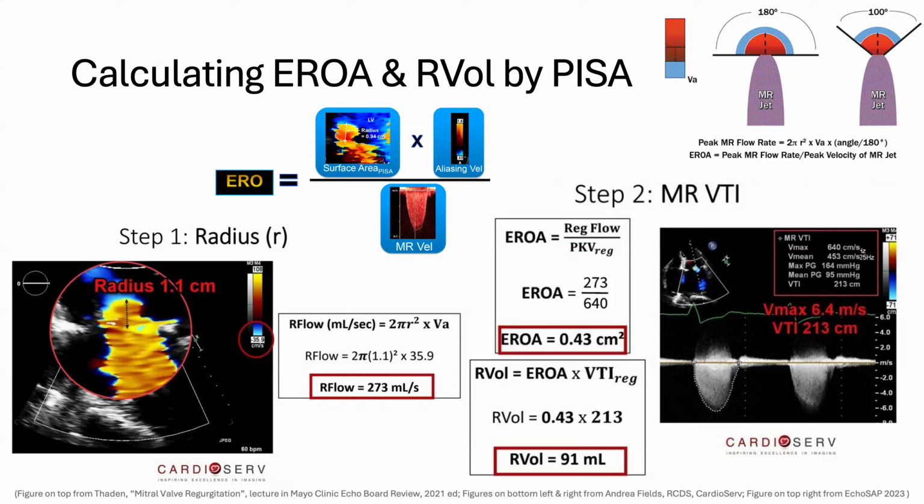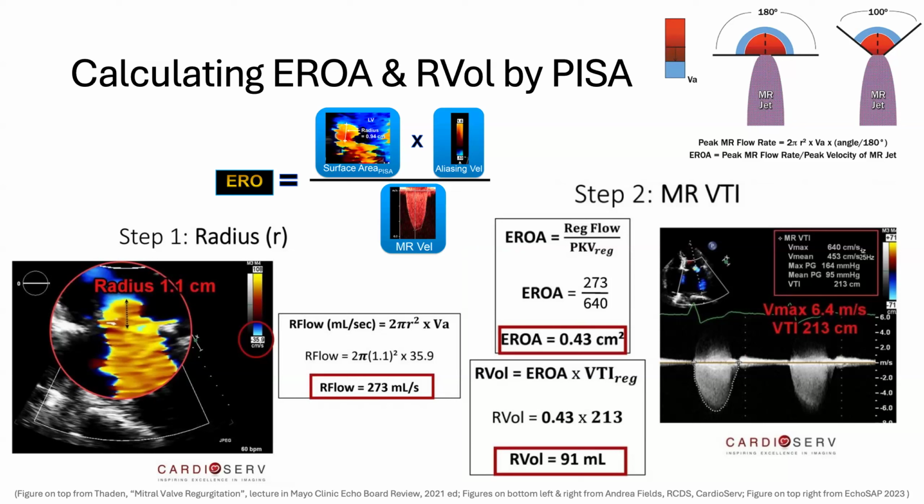We can take that further to get the regurgitant volume. The regurgitant volume, R-vol, equals the EROA times the VTI of the regurgitant jet. So that's 0.427 centimeters squared times 213 centimeters. That gives you 91 centimeters cubed. Since 91 milliliters is more than 60 milliliters inclusive, it suggests severe mitral regurgitation.